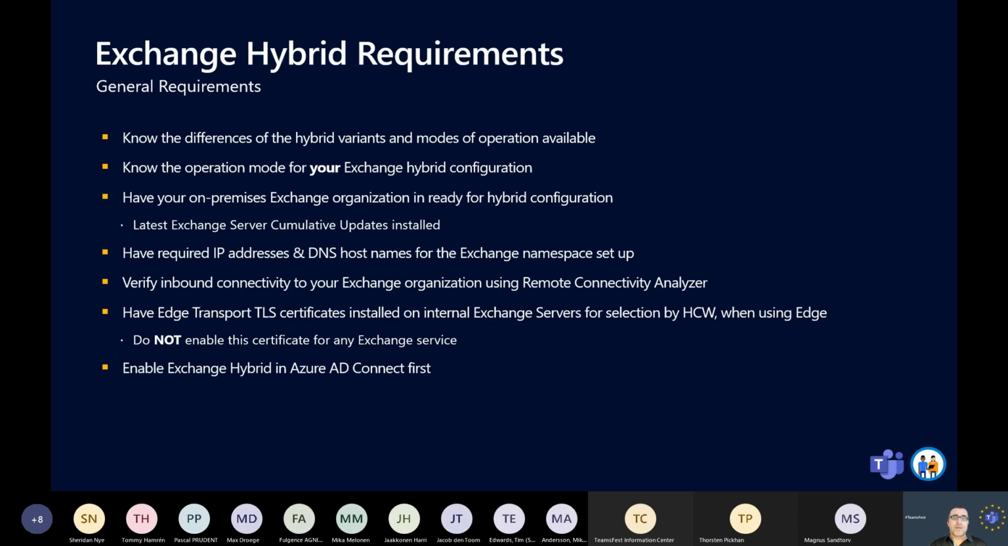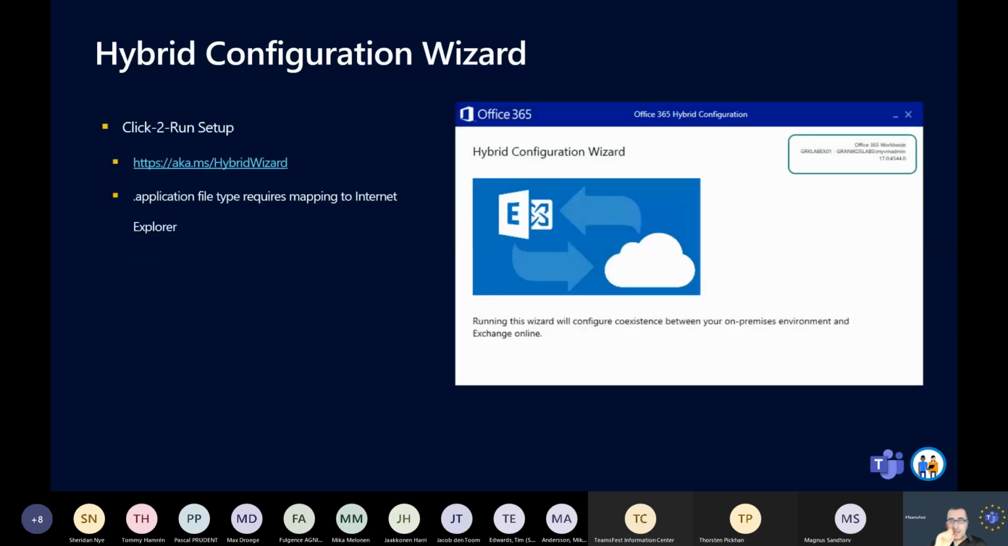And before running the hybrid configuration wizard, ensure that Azure AD Connect is up and running with the Exchange Hybrid option in place. This is just a quick, pretty quick run through. You can watch the more detail when you download the slide deck.